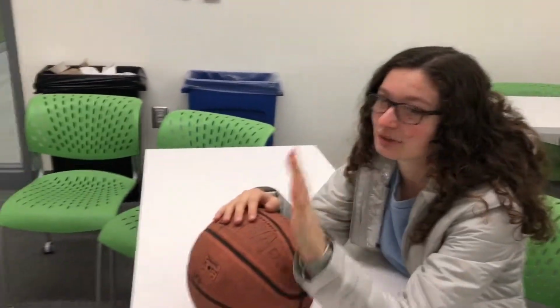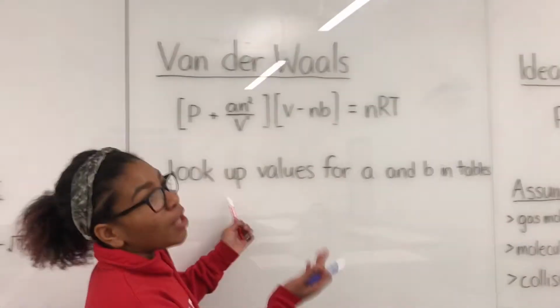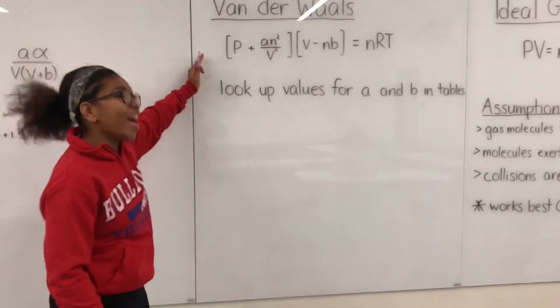Stop. I have no idea what you're saying right now. I can explain it to you. No. I need something simpler. Can you talk to me like I'm 10? Okay, I got you. So instead of that, we have something a lot more simpler. We have the Van der Waals.